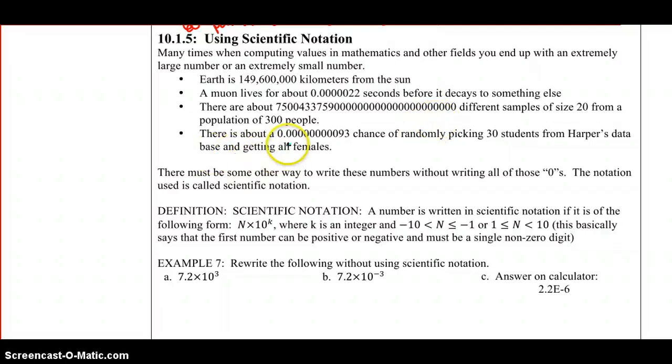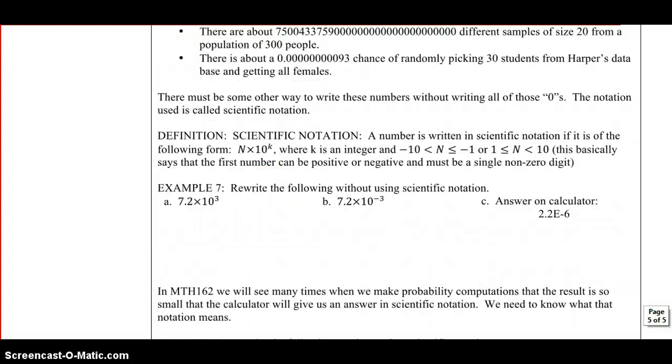Okay, and there is about a very small chance, with a bunch of zeros then 9.3, of randomly picking 30 students from Harper's database and getting all females in that particular sample. So again, it could happen, but really, really unlikely as we start looking next semester at probabilities. So there must be some other way to write these numbers without writing all of those zeros. And the notation that we use is called scientific notation. And we're going to find next semester that many times when we start computing probabilities, when they are really small, even if we don't want it to, the calculator is going to naturally put those answers in scientific notation. And we need to know what that notation means.